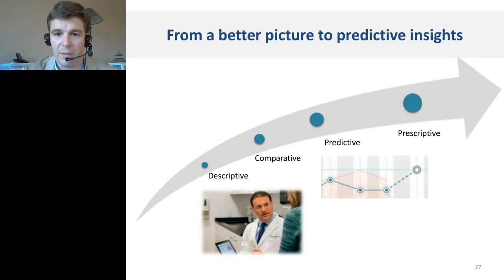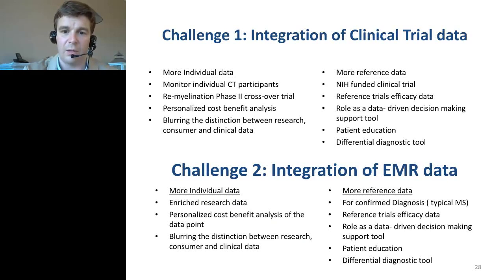In the interest of time, I'll switch one or two slides. I just want to insist on the fact that we are descriptive, maybe comparative to other patients, but we're not really predictive and prescriptive so far. But that's the start of the application. That's what we're working on now. I'll skip this one, but we're working very hard to integrate more data from clinical trials and from electronic medical records databases. We skipped these two challenges because we had our own cohort and database system.